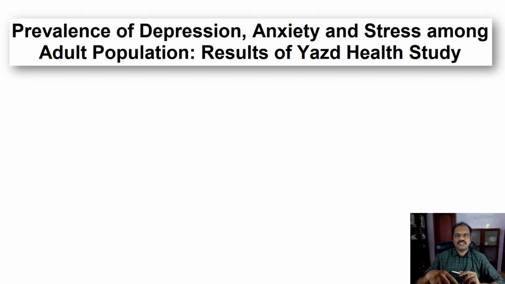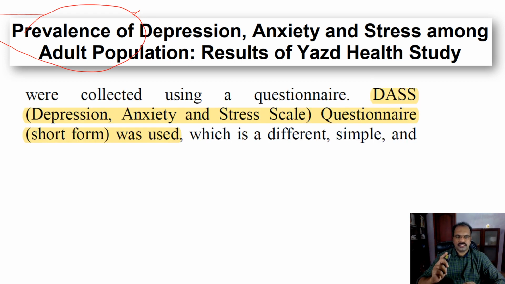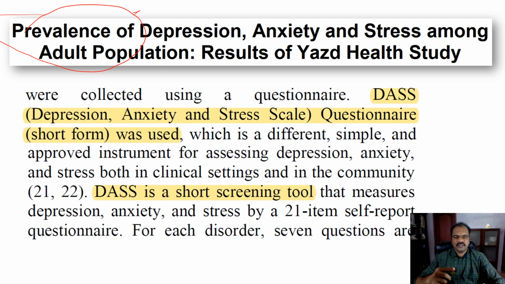For example, see this study, especially epidemiological studies; many in psychiatry made this mistake. Prevalence of depression, anxiety and stress among adult population, results of the health study. So they want to study the prevalence, that is an epidemiological study. The tool they used is DASS, Depression, Anxiety and Stress Scale, that they have mentioned there. And in the same paragraph subsequently they are saying that it is a short screening tool.